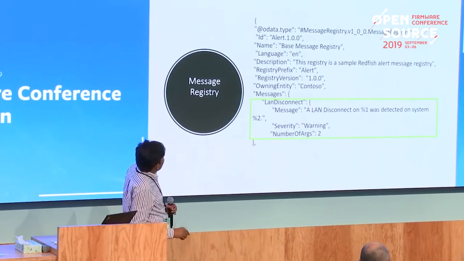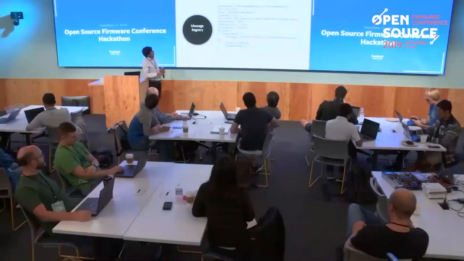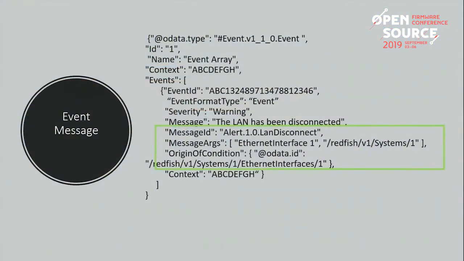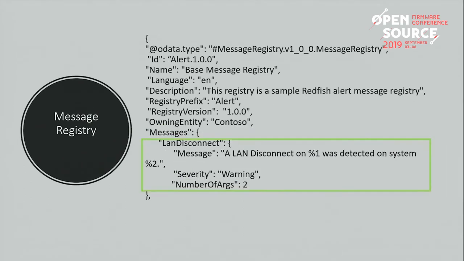So we saw in a previous slide, the message ID was Alert 1.0 LAN disconnect. So what does that mean? If you look into the message ID, Alert is a registry. Alert tells it's a registry ID, I will say registry type. 1.0 is a version, and LAN disconnect is a message ID. So whenever the client gets this message identifier, it knows how to fetch the data or how to construct the message. So this is the message registry.